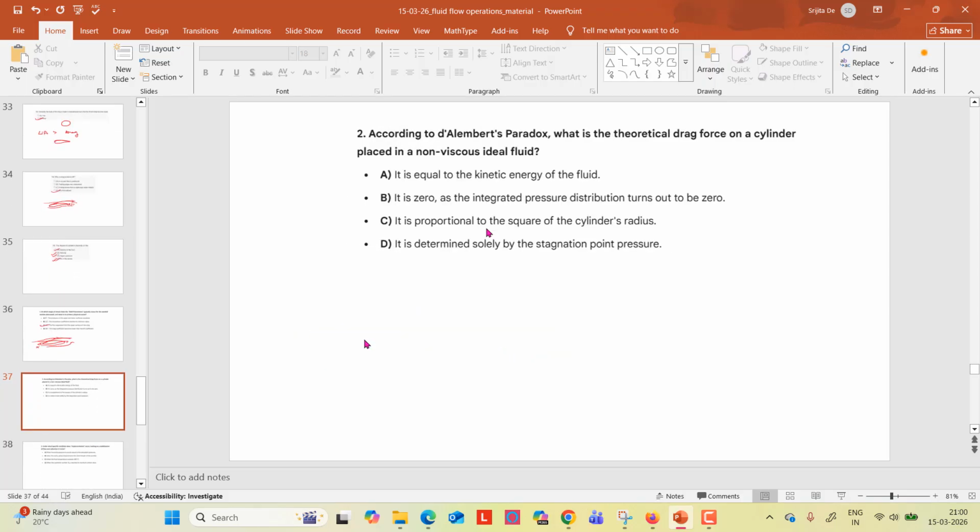Next, according to D'Alembert's paradox, what is the theoretical drag force on a cylinder placed in a non-viscous fluid? It is equal to the kinetic energy of the fluid. It is zero as the integrated pressure distribution turns out to be zero. It is proportional to the square of the cylinder's radius. It is determined solely by the stagnation point pressure.